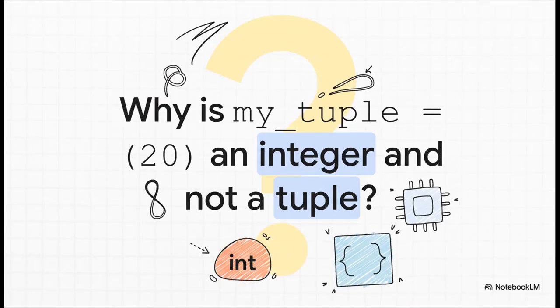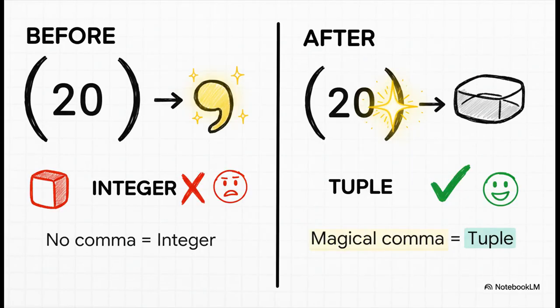Okay, look at the screen. We have my tuple equals, in round brackets, 20. It looks like a tuple, right? It has the brackets. But when we ask Python what type it is, Python says it's an int, an integer, not a tuple. What's happening here? Why did we get it wrong? Have a little think.